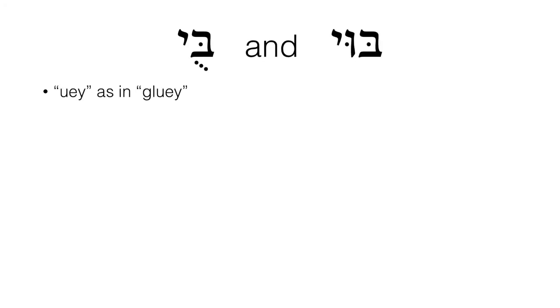The final diphthong is a combination of either shurek and yod or kibbutz and yod. In both cases, it is the sound ooey, as in the English word gluey. Both of the Hebrew syllables above would be pronounced buoy, buoy.